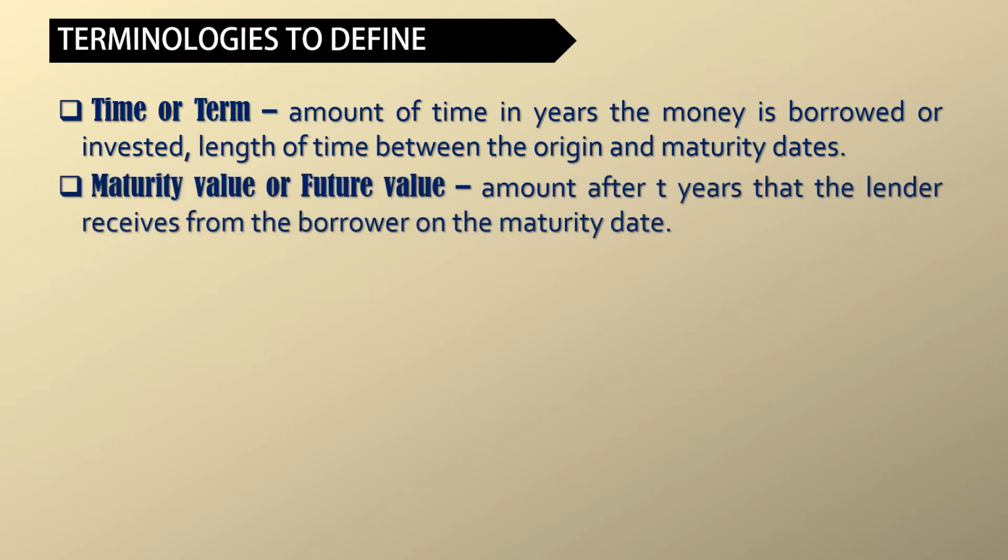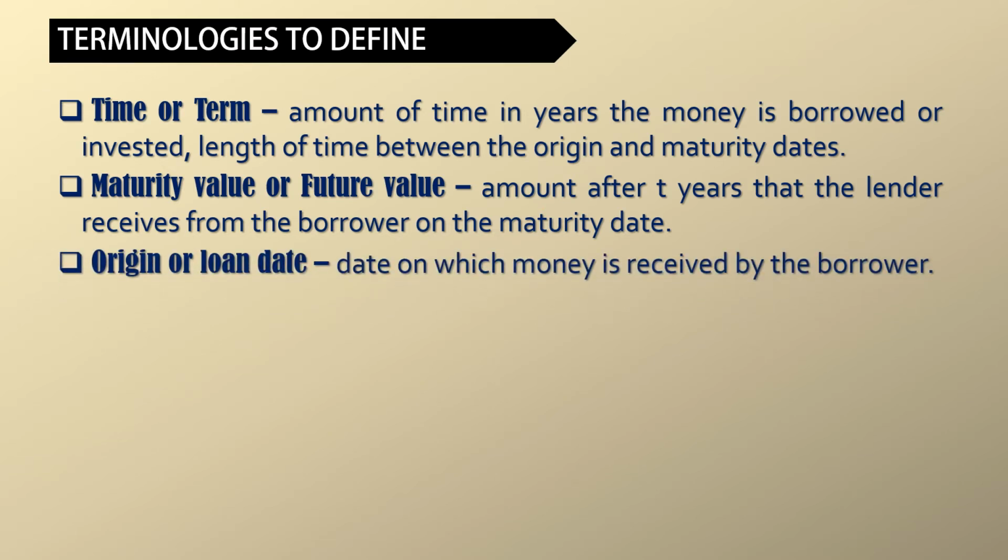Next, we have maturity value or future value. It is the amount after T years that the lender receives from the borrower on the maturity date. Ito na siya. So, ito yung perang kailangang ibayad ng nangungutang sa lender, yung nagpapautang, after how many years. That is the maturity value or future value.